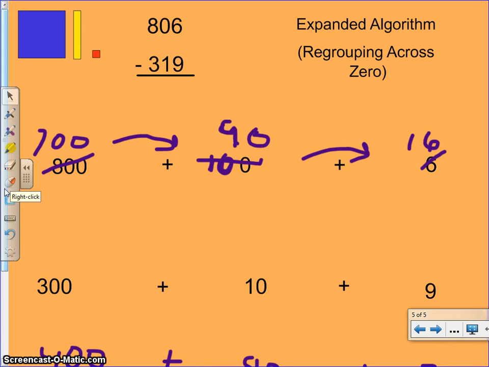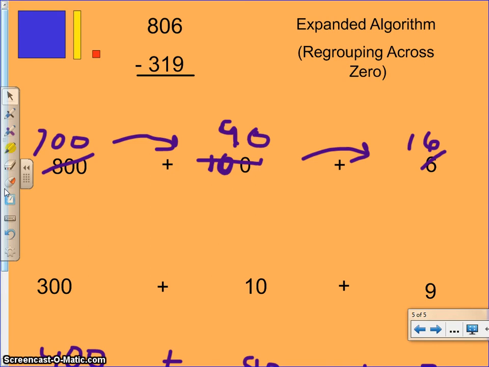So when I regroup across 0, I just skip past my 0 and go to the hundreds place, or whatever place value I need to get to, and I start regrouping there. I bring it back into my 0, and once my 0 has something to borrow from, I can then borrow from it, like I did in this example. I borrowed 100 from 800, turned into 700. When I regrouped that, my 0 turned into 100. Then I was able to take 10 ones from my 100, and that became 90. And I was able to put those 10 ones into my ones place and turn my 6 into 16, and then I was able to do all my subtraction.